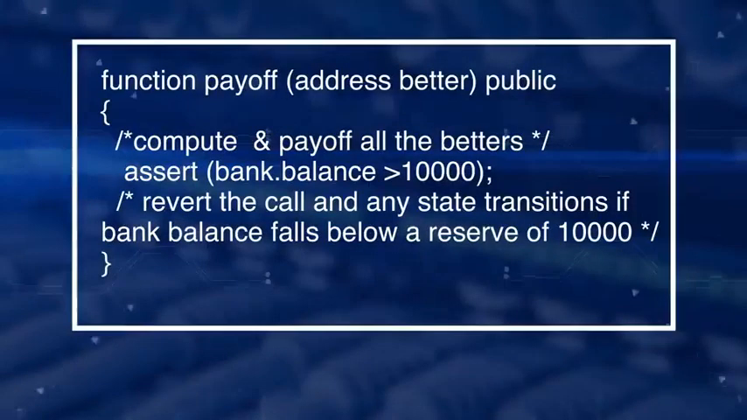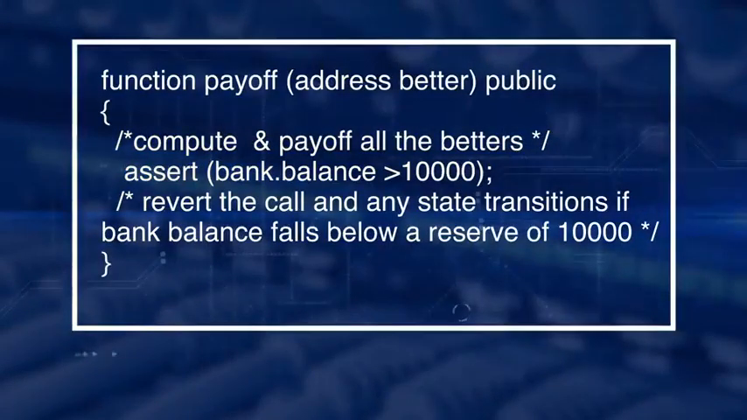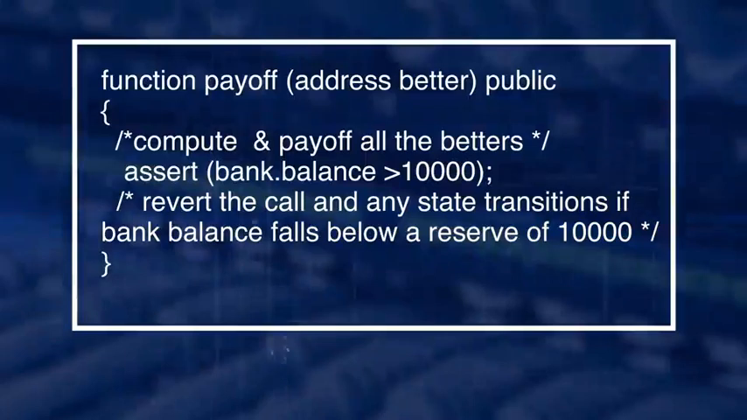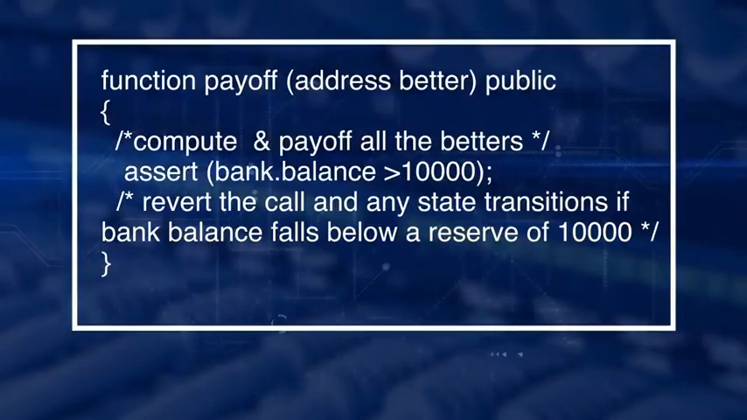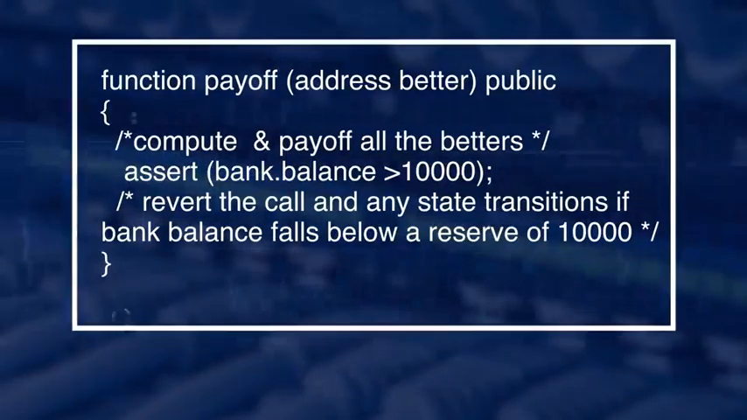Now we'll illustrate assert using a function payoff that computes and pays off bets. It is preferable that the assert not fail and that it requires checking the balance after every payoff in the above case. We are making sure bank has the reserves of $10,000 after all the payoffs. Under normal circumstances, assert should not fail. This is more for handling an anomalous, faulty, or malicious condition. In this case, the exceptional condition is that the bank balance somehow dipped below the reserves.